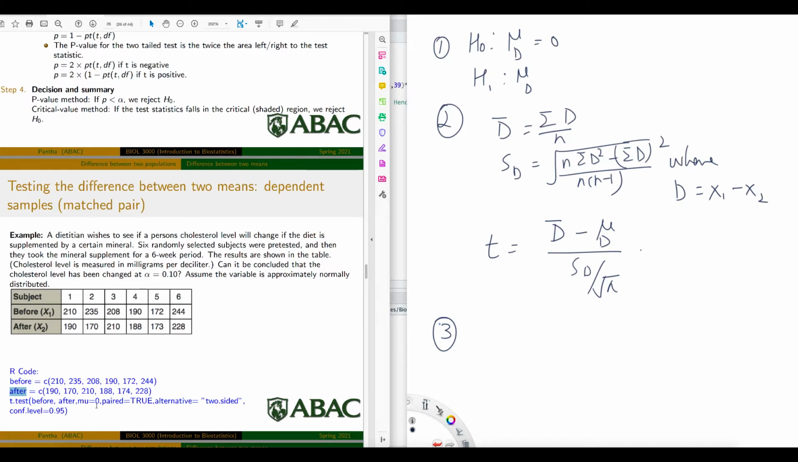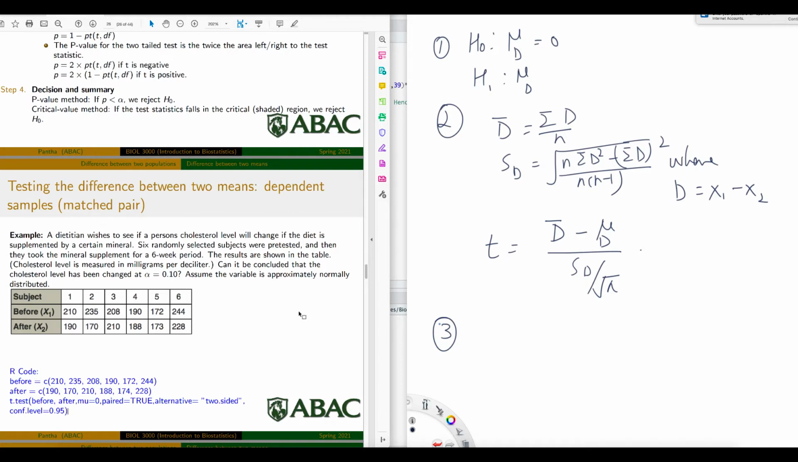Mu equals 0 means that mu d is the mu here, and paired is true. This is an important thing. Alternative is two-sided in this case, and confidence level is, oh, it should be 0.90, not 0.95. Why is that? Because alpha is 0.10. That's why the confidence level is 0.90, not 0.95.